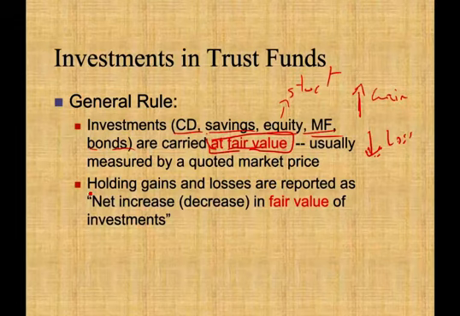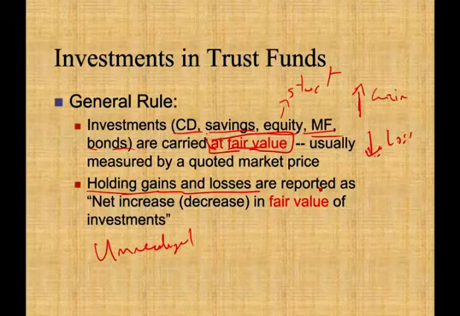What's going to happen? You're going to have holding gains and losses. Holding means you are holding them. You have not sold the investment yet. We call them in accounting unrealized gain, or we can call them holding gain or holding loss. Holding gain and holding loss, you have to understand they are reported as net increase or decrease in the fair value of the investment.